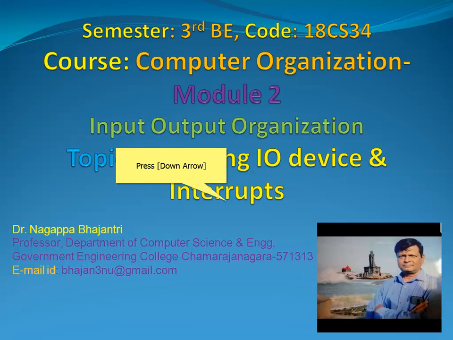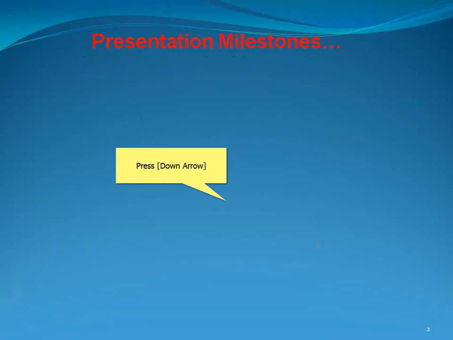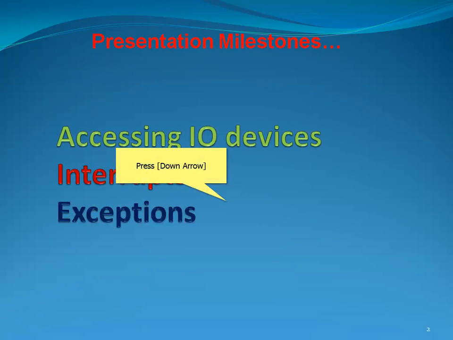Input output organization, part 1. Here we are going to cover the topics called accessing IO devices, interrupts and exceptions. The presentation milestones are as follows. When you are accessing the devices, there could be some exceptions happening, and also intentional and unintentional interrupts will be happening.